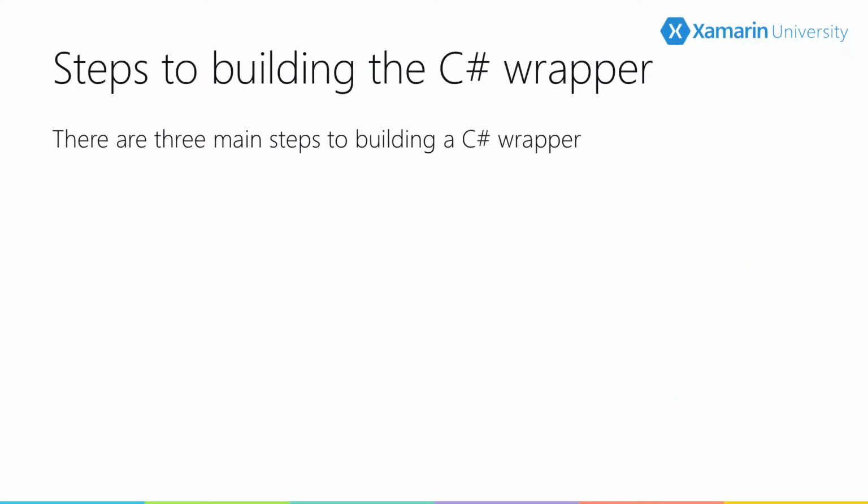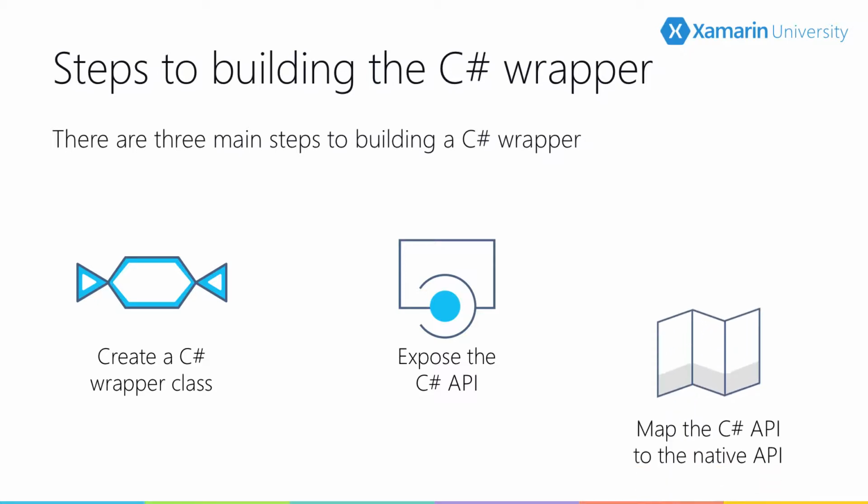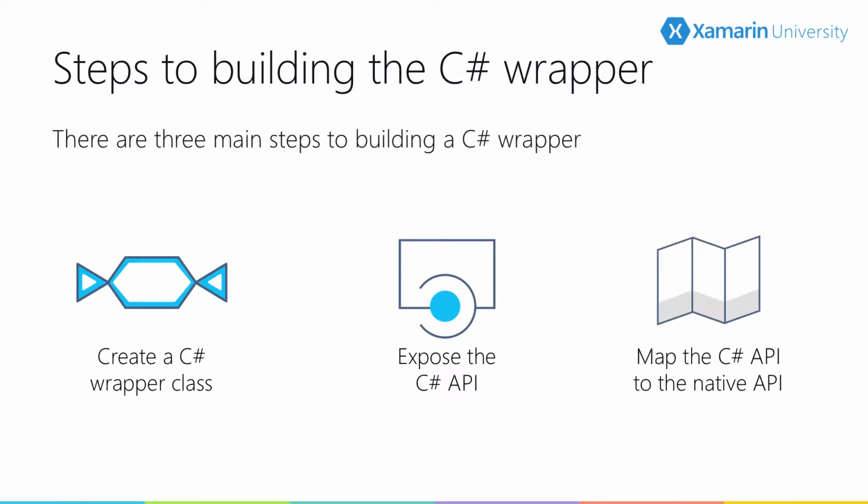In terms of building the C# wrapper, there are three major steps involved in the process. First, you will create a C# class which will hold the C# API you would like to expose. Then you will need to identify the API from the native library which you need to expose and decide what the equivalent C# API would look like. Once you have that in place, you will create the mapping between the C# API and the native API. And it is in this mapping process where a lot of our work will reside.